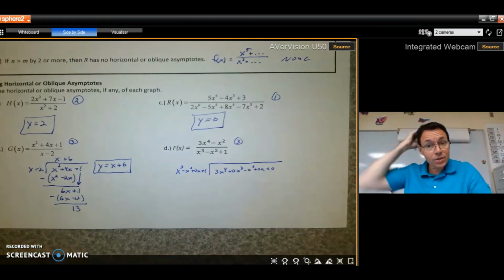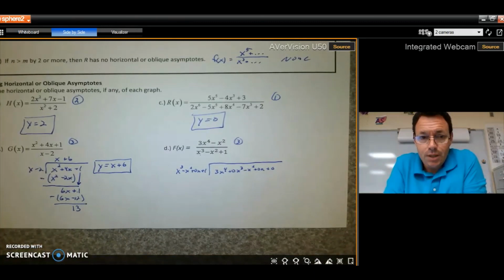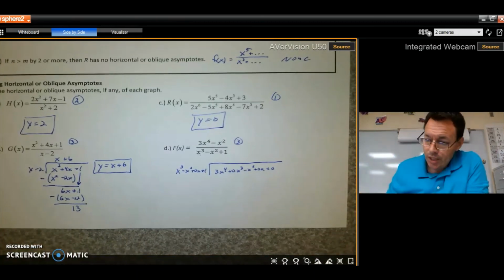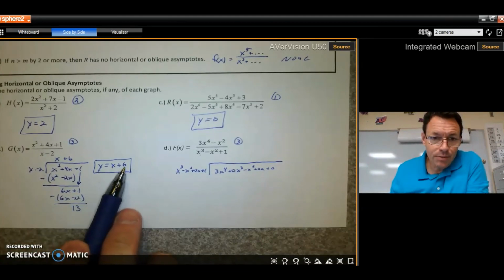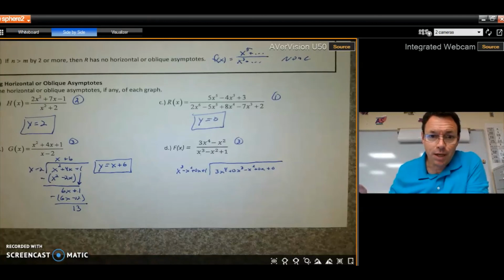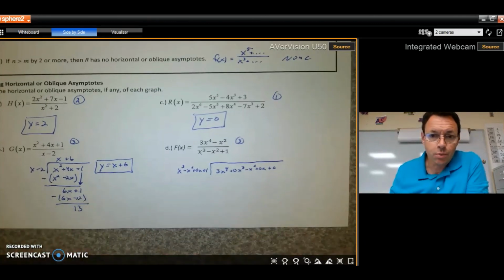Now, this looks like it's going to be crazy. There's a lot going on. But just trust me, we're really only going to do two things. Once we have our x value and once we have our constant, we're actually done with the problem. That's our y-intercept, and that's our slope, and that's our oblique asymptote.